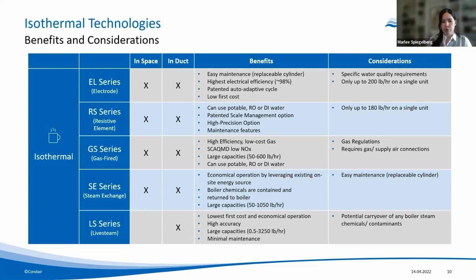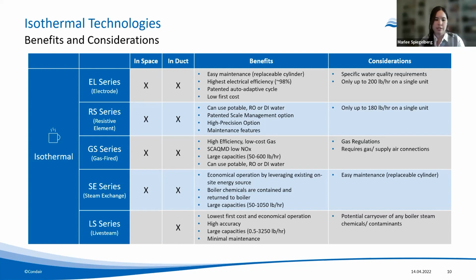So if you have issues with water quality, you can move up to the RS series, which is a resistive element system. Here you can use potable, RO or DI water, so it's more flexible on water type, and it is a very high precision unit as well. I always like to use this example: this is actually the humidifier that humidifies the Mona Lisa, so they wanted that really precise humidification to keep the optimal conditions for that piece of work. And this, again, only goes up to about 200 pounds per hour on a single unit.